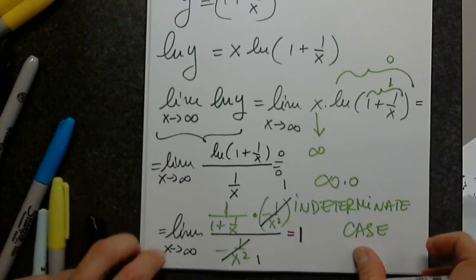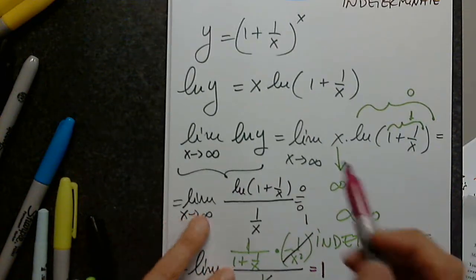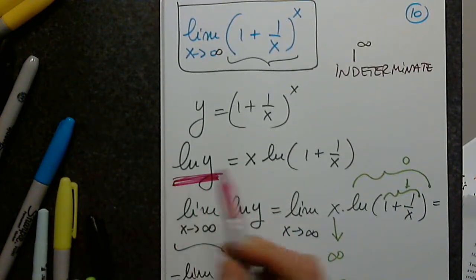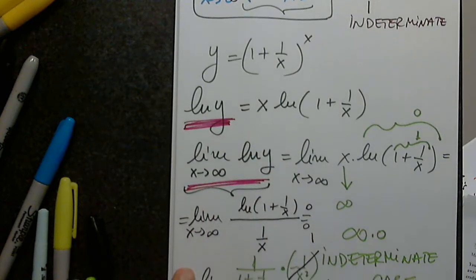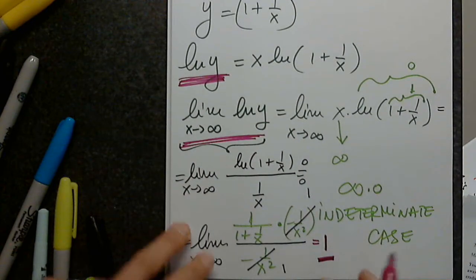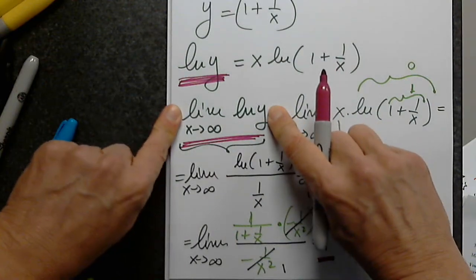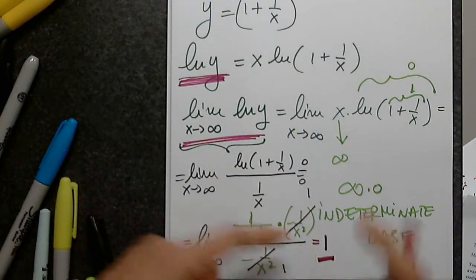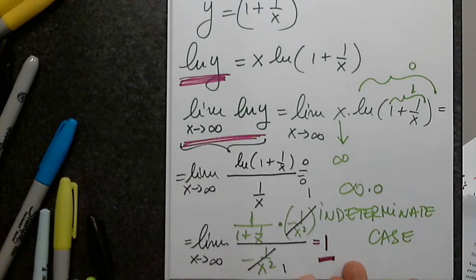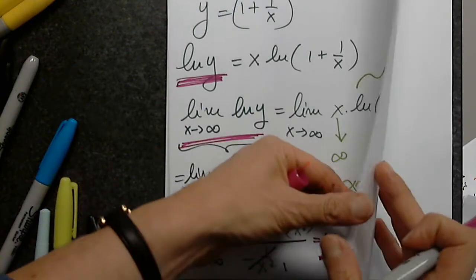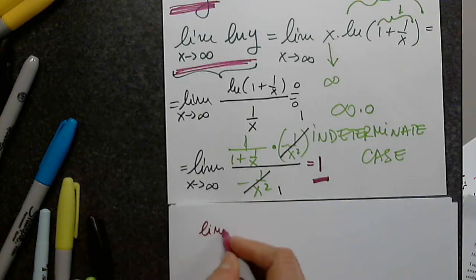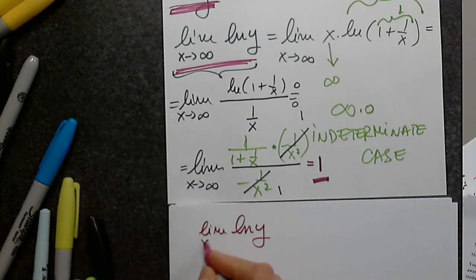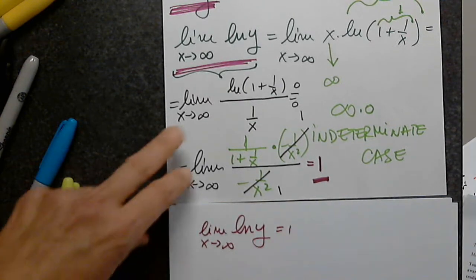So now, here's what I'm going to do next. I'm going to look at the very beginning and the last. I'm going to copy just this piece and this piece, because the limit of this is 1. So, limit of natural log y when x approaches infinity is 1.